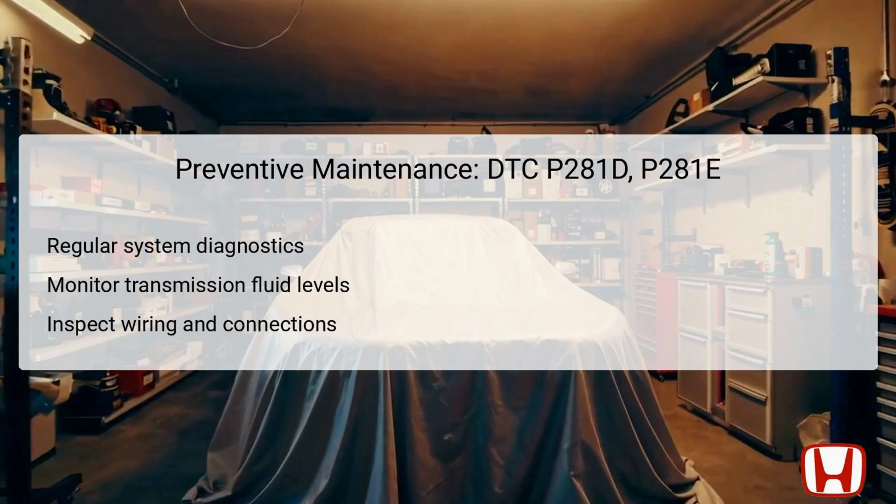Implementing preventive maintenance practices is essential to avoid future occurrences of DTC's P281D and P281E. Regular diagnostics can identify issues before they escalate, thereby saving time and money during repairs. Monitoring the transmission fluid levels frequently can prevent overheating and ensure that the fluid is clear and free from contaminants, as degraded fluid can negatively influence solenoid functionality.